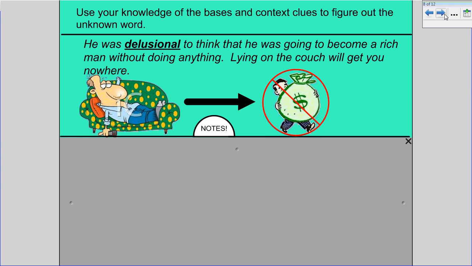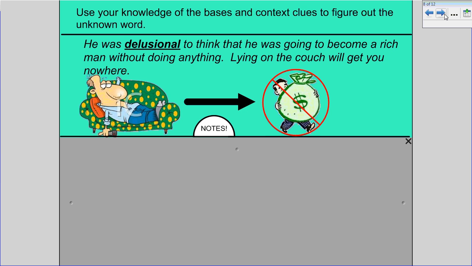All right, your next word is delusional. Please write down the word delusional. He was delusional to think that he was going to become a rich man without doing anything. Lying on the couch will get you nowhere.